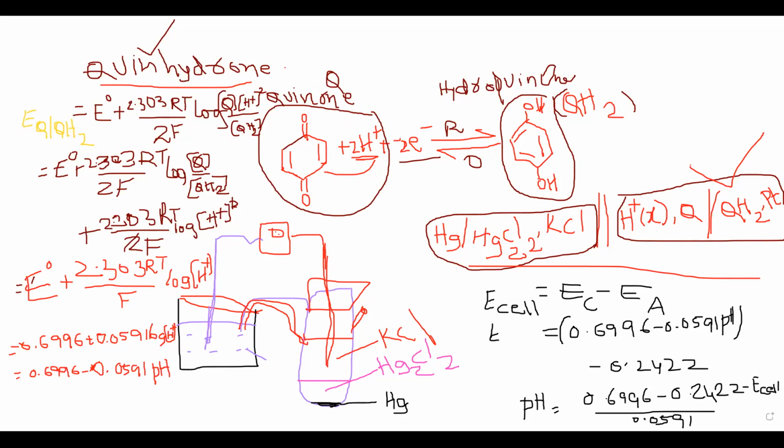I think you have understood. This is the second one, the quinhydrone electrode. How many electrons are there? 2 electrons are involved. Now let us see the third way of calculating pH, by using the glass electrode.